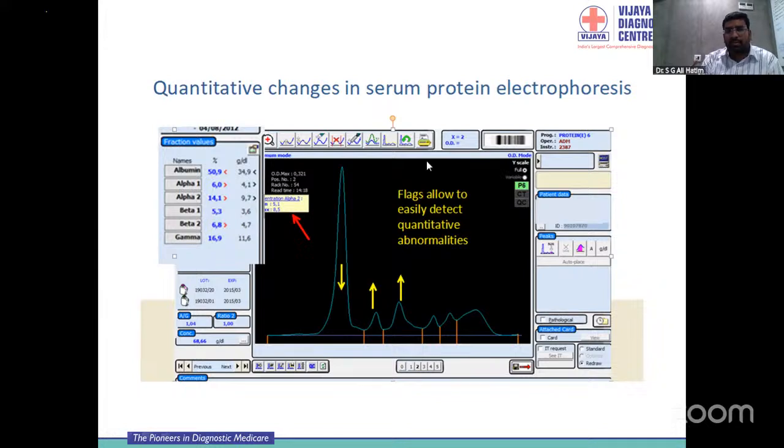If the concentrations are high or low, we report likewise. Or if you want to see the slide also, this is the slide where we can see this is albumin, alpha 1, alpha 2, beta 1, beta 2, and gamma. So this is the slide and this is the graph, and these are the concentrations. By seeing these concentrations and this slide and this pattern, we report.